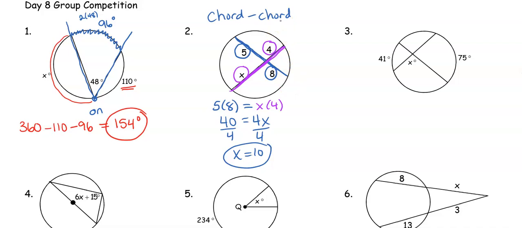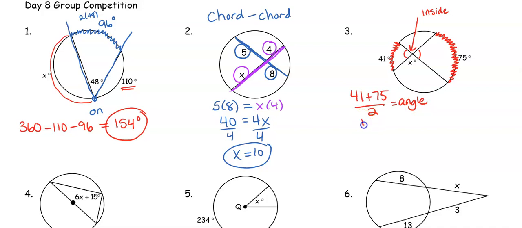Number 3, notice how the picture to number 3 looks very similar to number 2. But in number 2, I have segments, and in number 3, I have angles and arcs. What's important here is that when I look at the pieces that I'm given, 41 is this arc, 75 is this arc, and those arcs are connected to those angles. So when I look at the fact that my vertex is inside of my circle, this is arc 1 plus arc 2 divided by 2 gives me my angle.